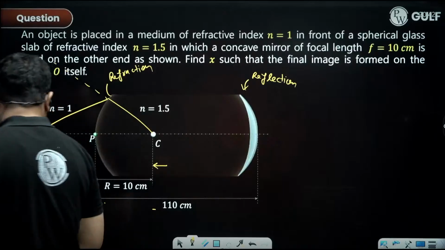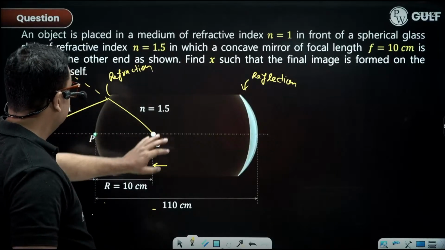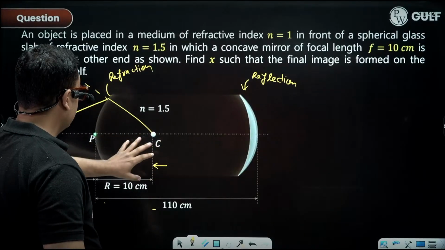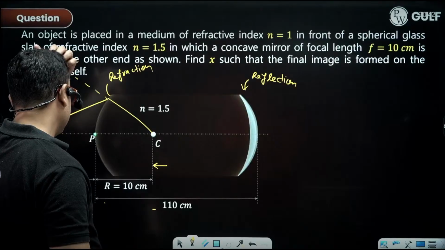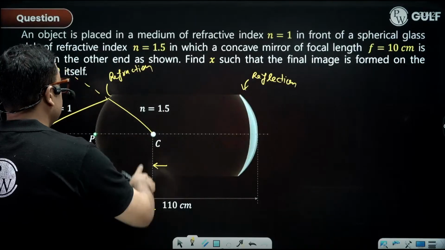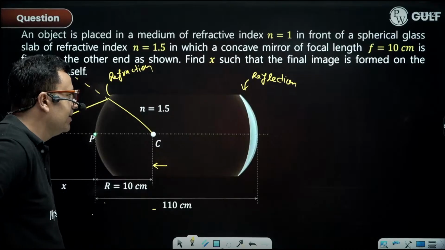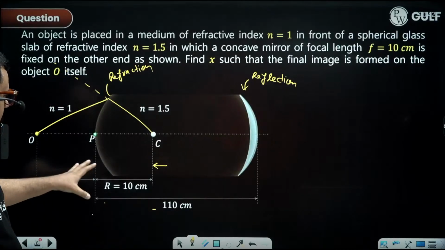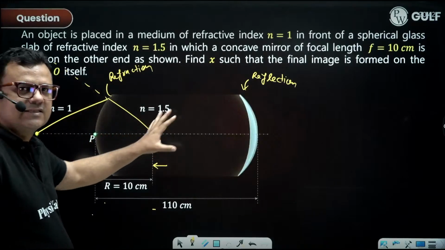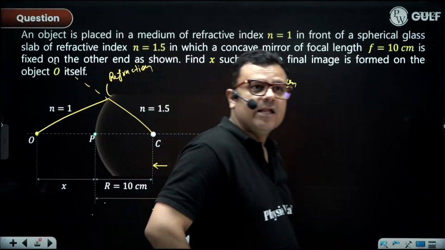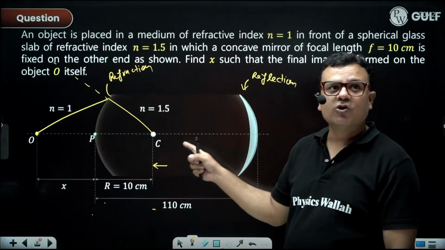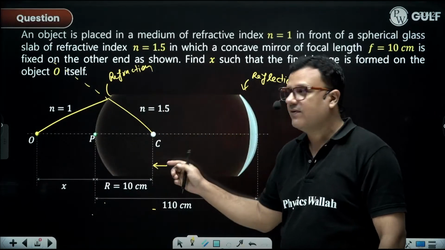So if the object is over here, then in that particular moment, the image is going to behave like an object for that mirror. Then what will be that distance? In such a scenario, what are we discussing? It's a spherical medium, and our image is going to be formed on the object itself.